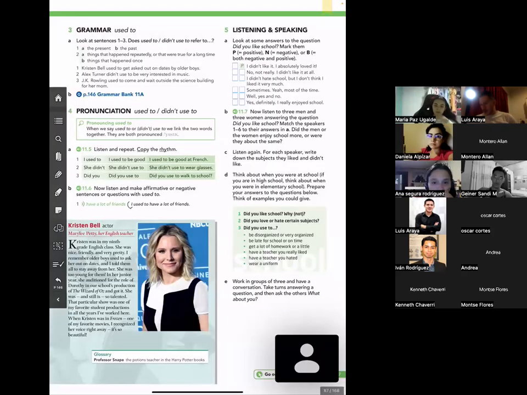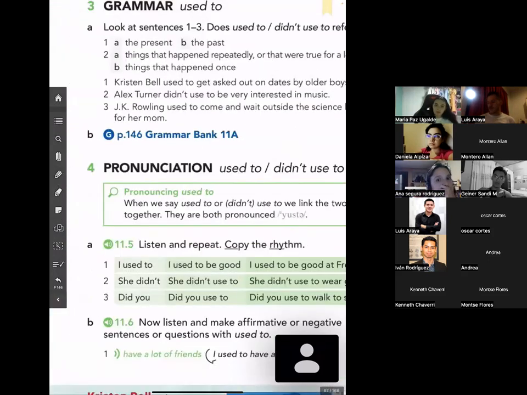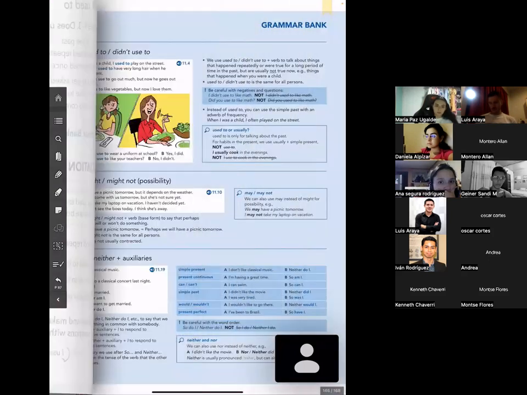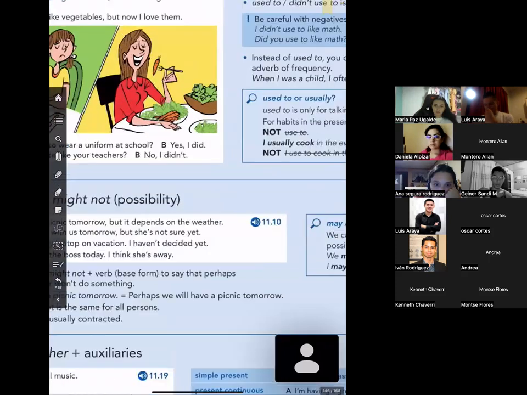Okay, there we go. Now, please click on this screen that says Part B, page 146, Grammar Bank 11A. Used to and didn't used to. Today we're gonna talk about used to, might and might not, and so neither and auxiliaries. These are actually gonna be very simple. Don't worry about it. Okay, let's just start with used to.